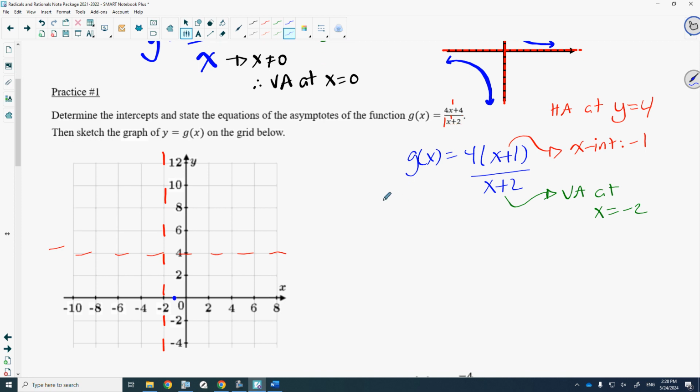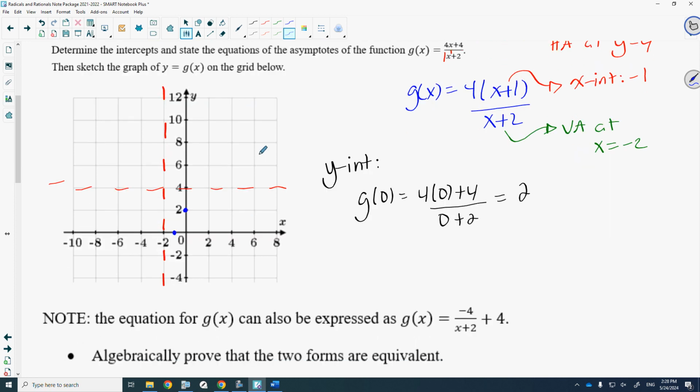Let's calculate the y-intercept of the graph. So we're going to let x equal 0, and we'll calculate g of 0. g of 0 is going to be 4 over 2, which is 2. So the y-intercept is at 2. Okay, so let's finish our graph.